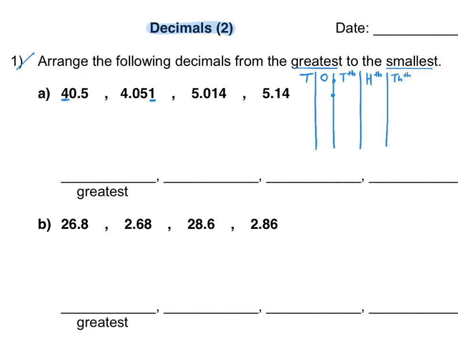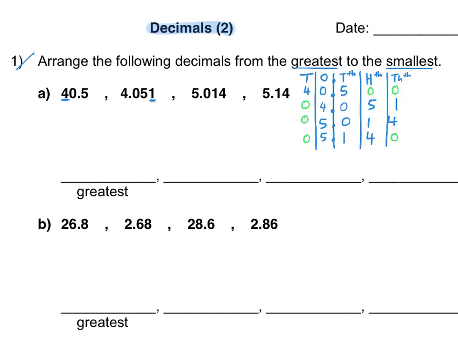Decimal point should always be aligned, and then we put in the numbers 40.5, followed by 4.051, followed by 5.014, followed by 5.14. Now for the missing blanks or gaps, we fill them with the number 0. And when we write down the final answer, please do not include the zeros in the answer.